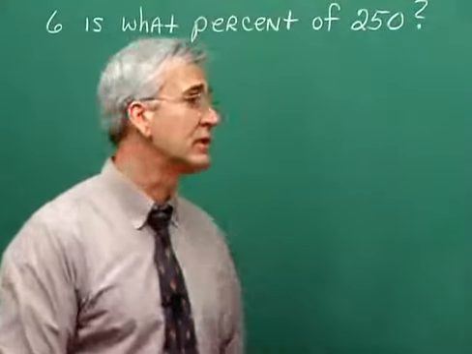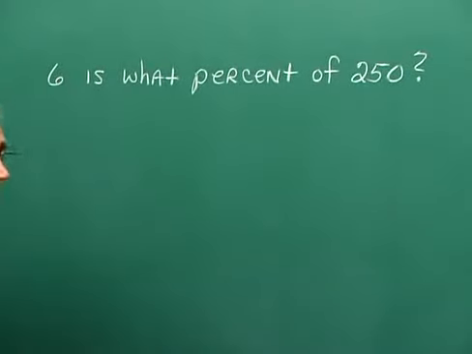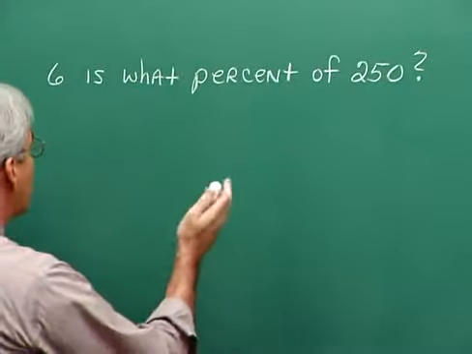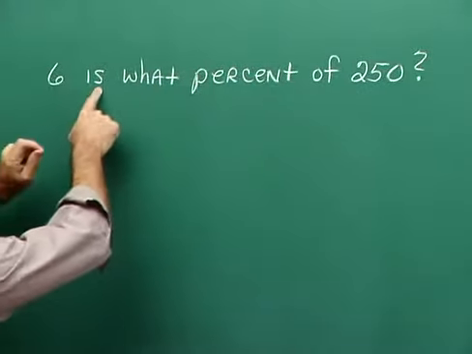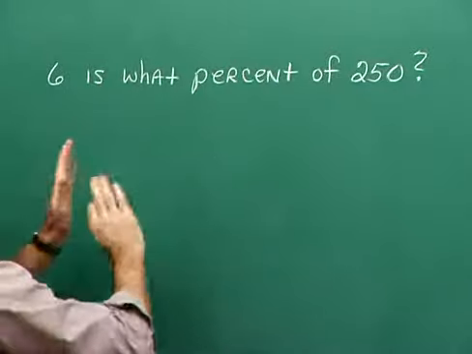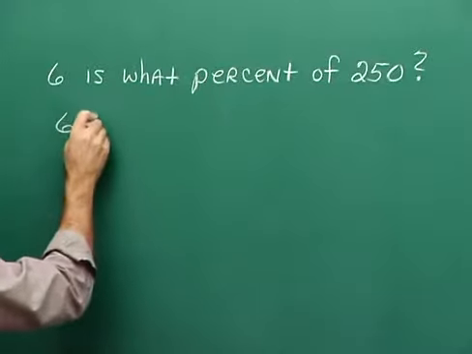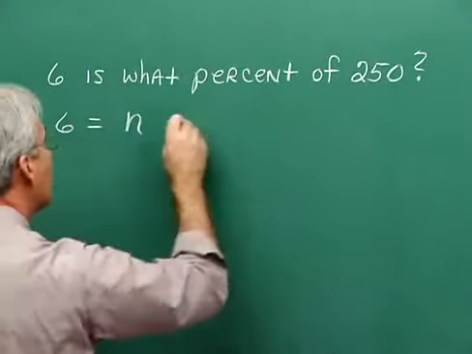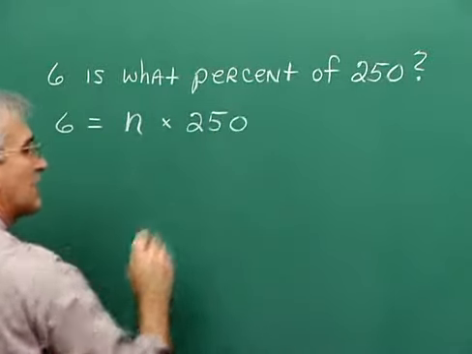This next problem says 6 is what percent of 250? Notice that this problem is similar to the ones that we had before, except that the unknown percent is to the right of the verb, you see. But it's no matter. We just interpret what we see before us. 6 means is equal to. What percent? Some unknown quantity like n. Of means times 250. You see, we approach it exactly the same way.